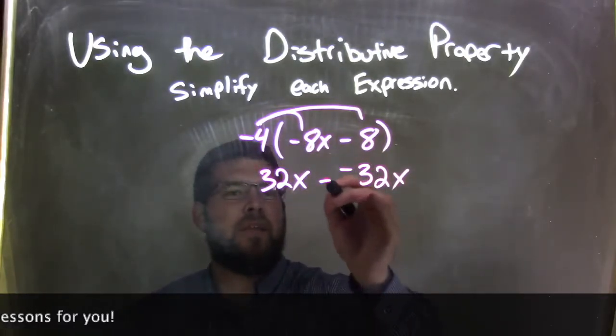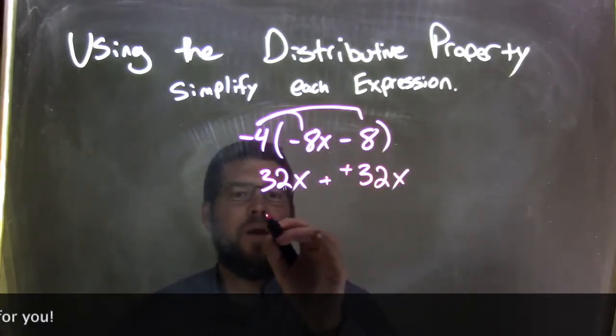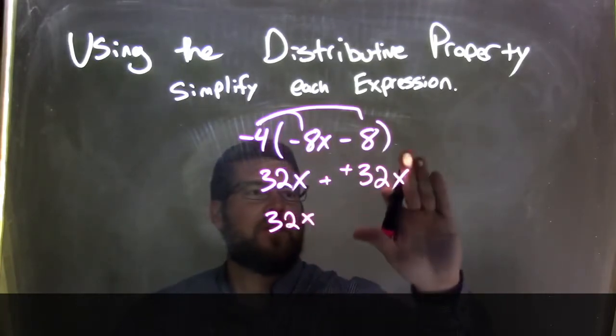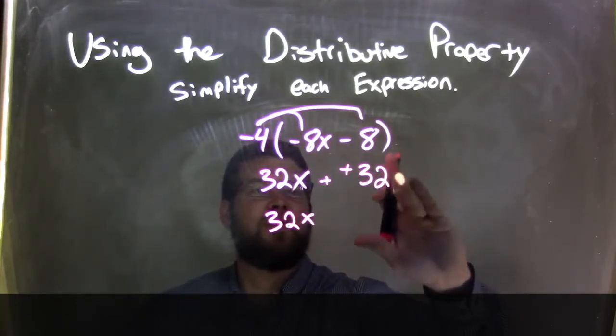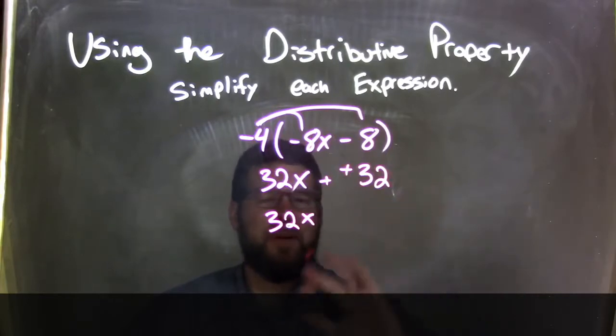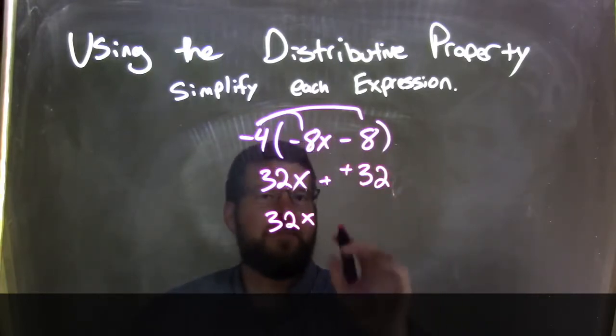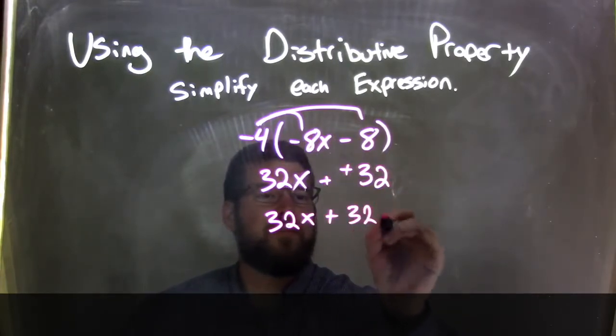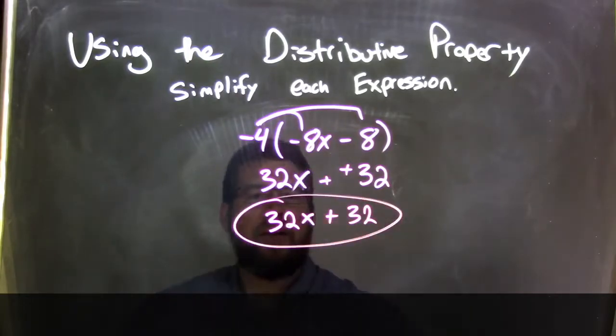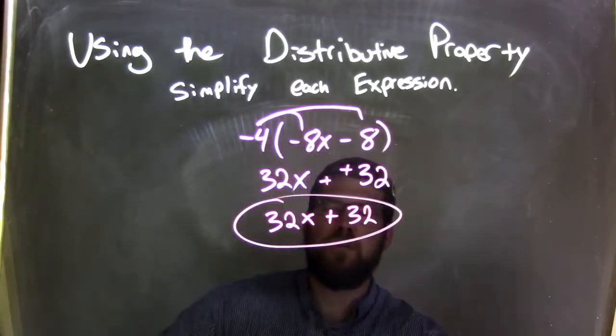But since we are subtracting a negative, we know that's going to be a positive. So when we write it cleanly, we have 32x. Negative 4 times 8 is negative 32, and subtracting it gives plus 32. And now we have our final answer of 32x plus 32.